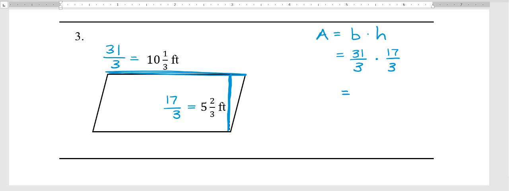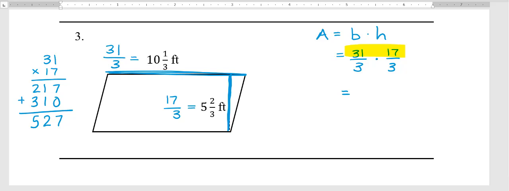Multiplying straight across, 31 times 17, I'm going to do over here. 31 times 17: 7 times 1 is 7, 7 times 3 is 21, placeholder of a 0, 1 times 1 is 1, 1 times 3 is 3. Add those two: 527. My numerator is 527. My denominator, multiplying straight across, I get 9. My answer is 527 ninths.